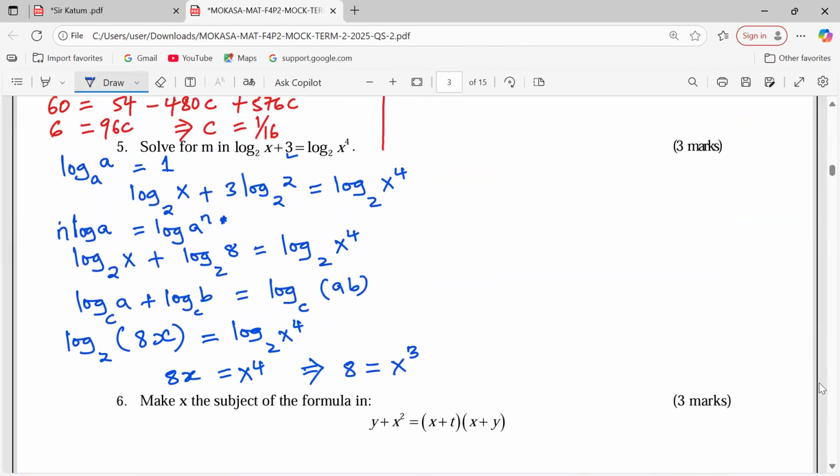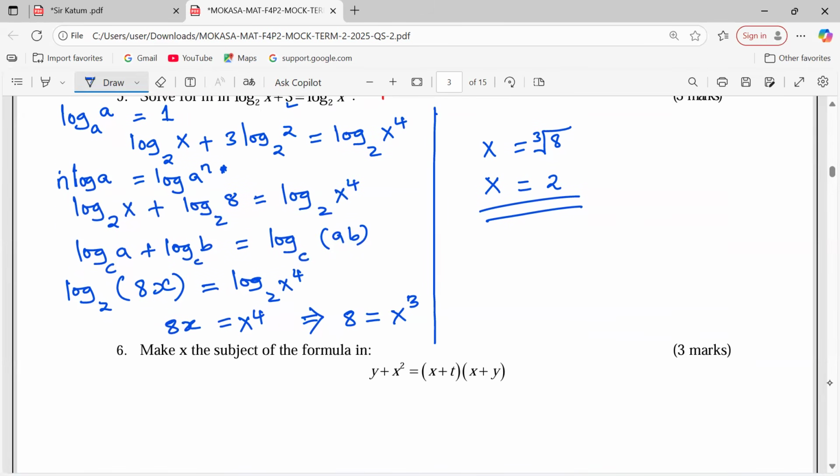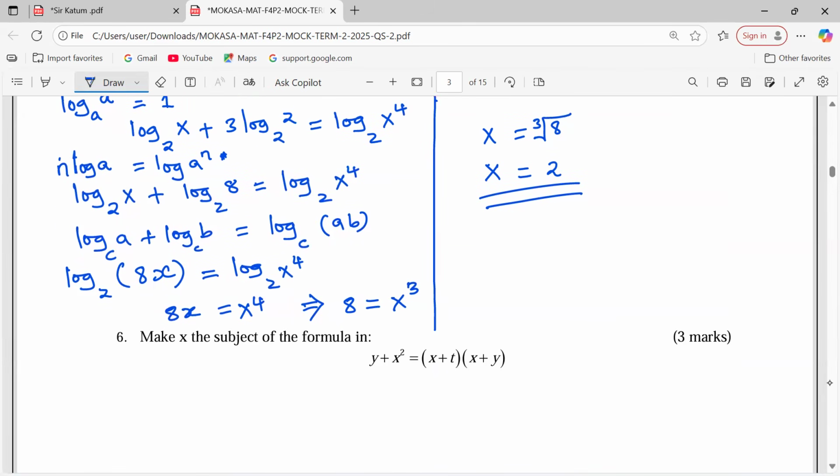At this point, we can start approaching our answer. If x power 3 equals 8, then the value of x shall be the third root of 8, or rather the cube root of 8. The value of x now becomes 2. A very simple logarithm equation. You just have to be having the laws of logarithms at your fingertips.